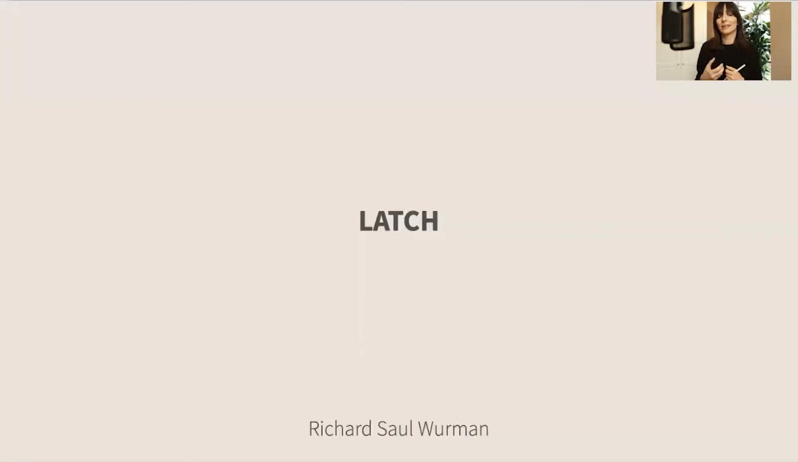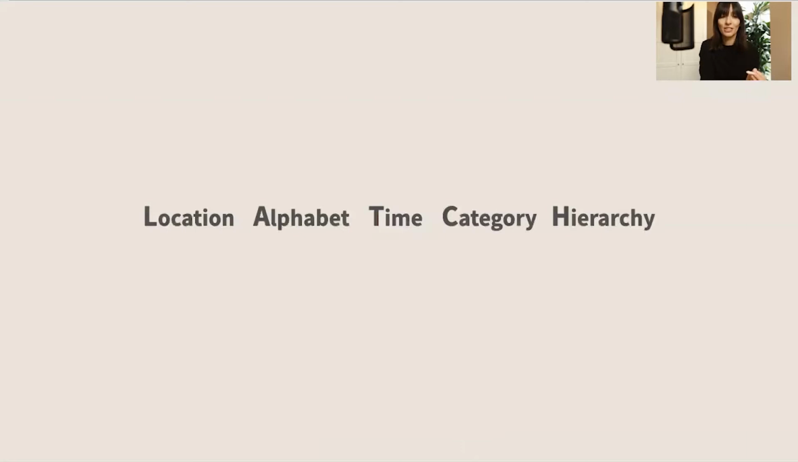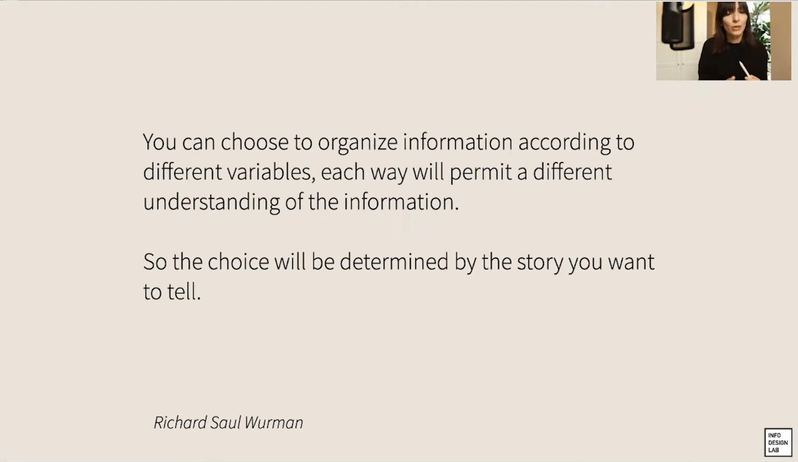So how would you organize a group of people in the first place, or any data set? Designer and thinker Richard Saul Wurman presents a technique called LATCH, which shows us that the number of ways in which we can organize information is not infinite. We can explore the data systematically, we can smell the data, have fun, and get lost if necessary before jumping on final solutions too fast. So Richard Saul Wurman suggests 5 ways to organize everything: location, alphabet, time, category, and hierarchy. So you can choose to organize information according to different variables. Each way will permit a different understanding of the information. So the choice will be determined by the story you want to tell, Richard Saul Wurman says.